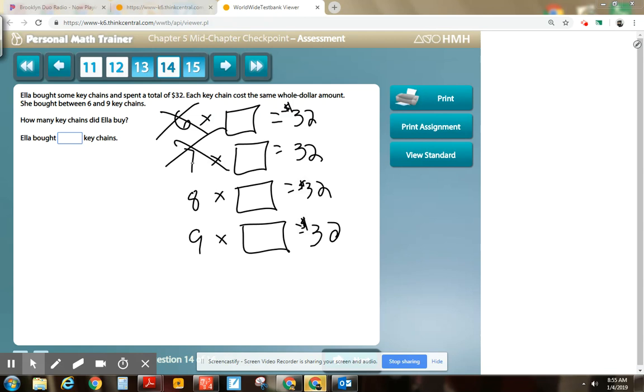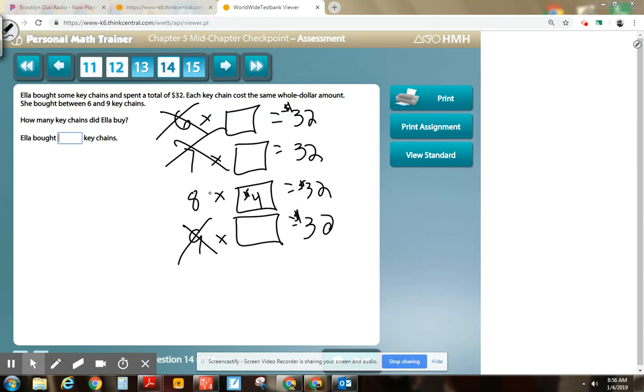Couldn't have bought that. Let me see. 8 times $4 equals 32. That's true. Okay. How about 9? She bought 9 keychains. Each one costs the same. 9 times 3 is 27. 9 times 4 is 36. So it can't be 9.